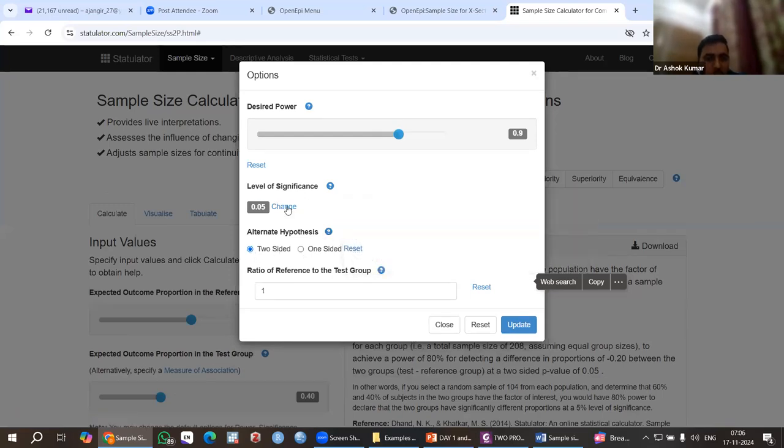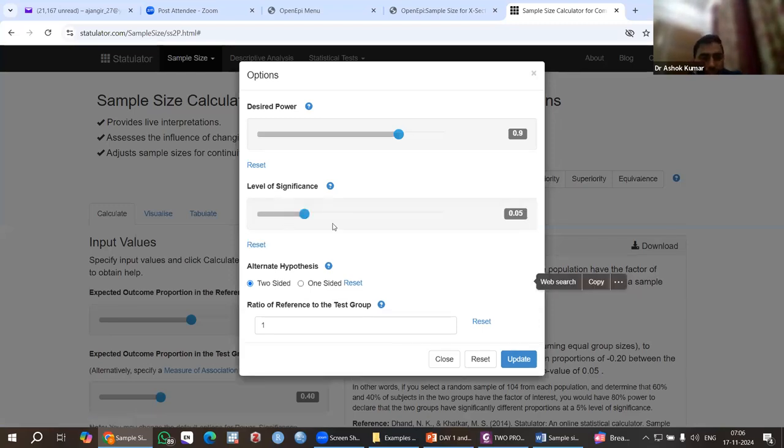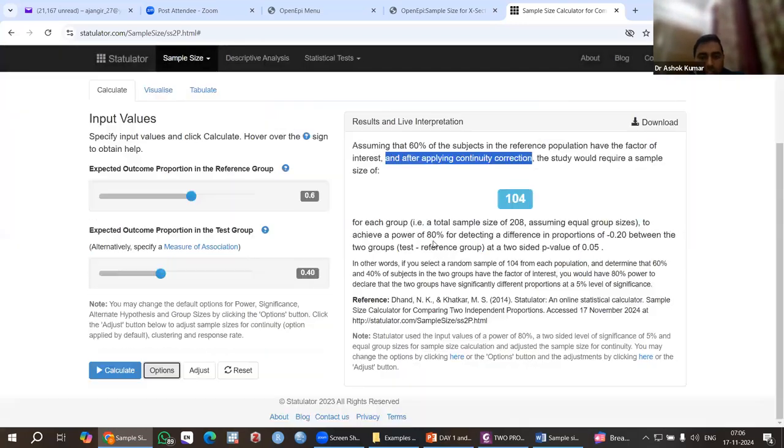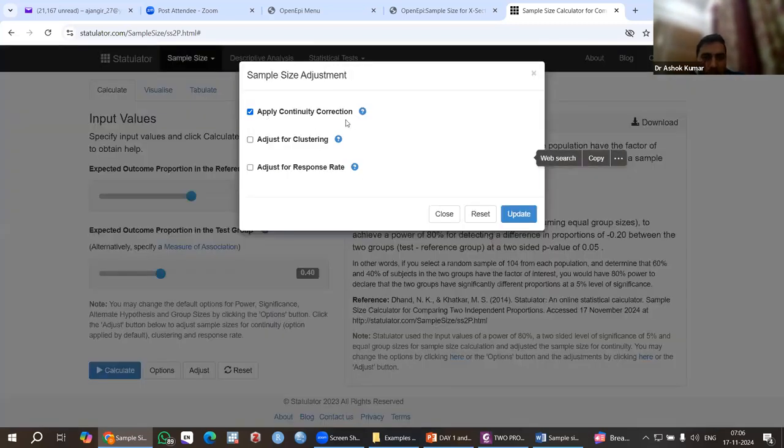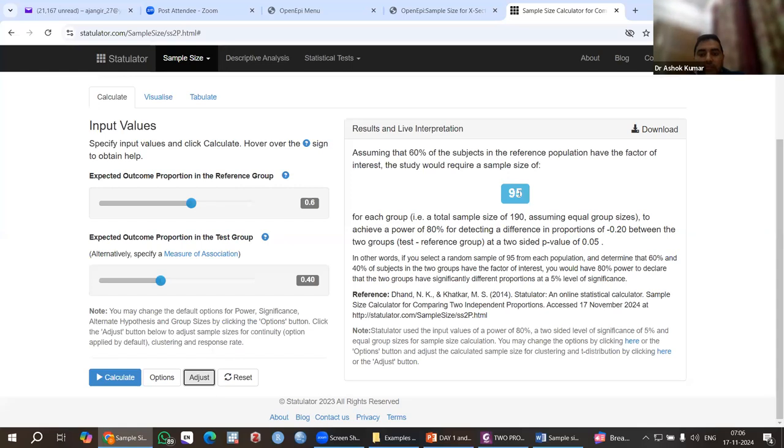If I want to change the level of significance, like 1% or 0.1, I can change it from here to here. But I don't want to change this. All these are default settings, but I want to adjust, so I have to click adjust. So this is apply continuity correction. I don't want to apply continuity correction. So I click this, okay, then update. So it is coming 95.